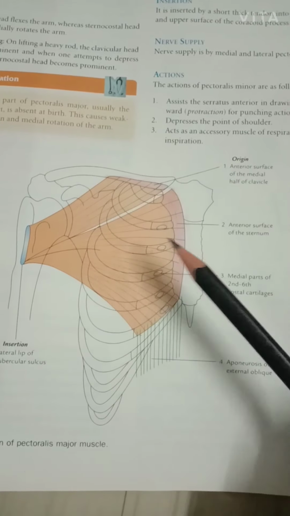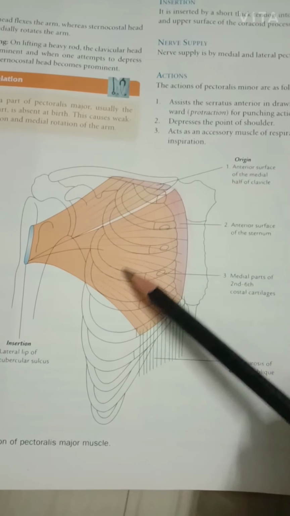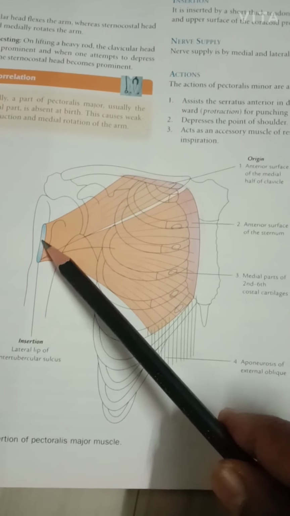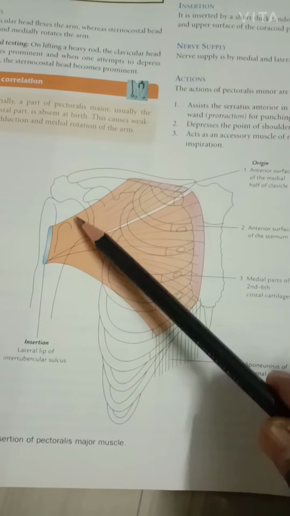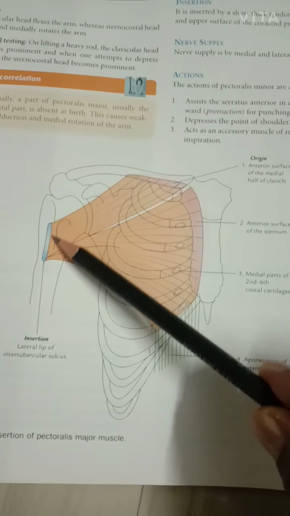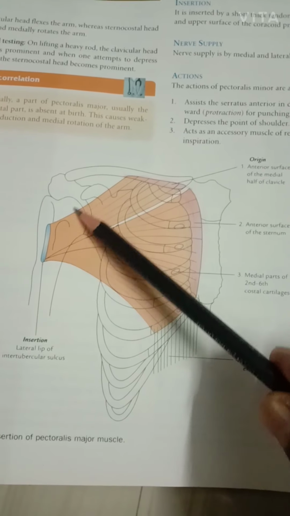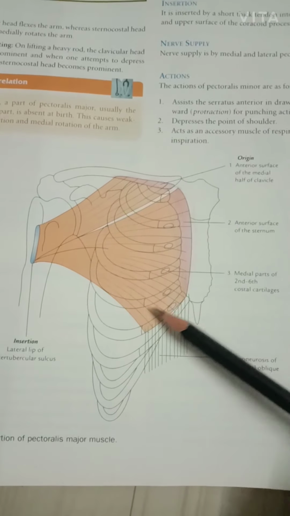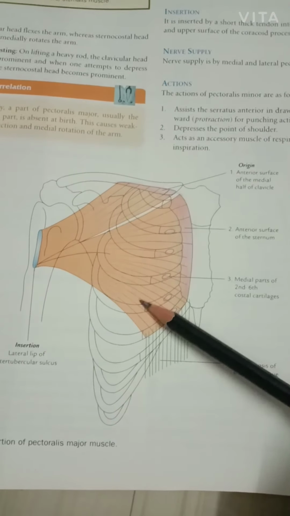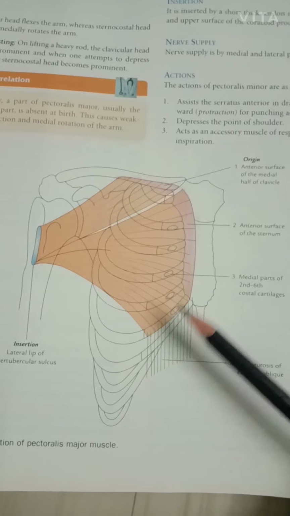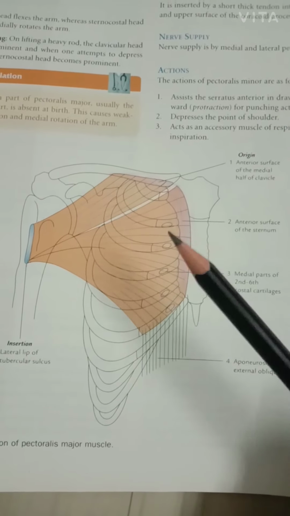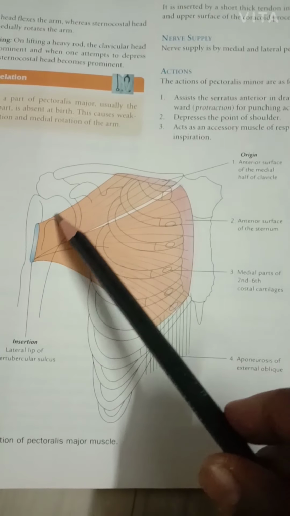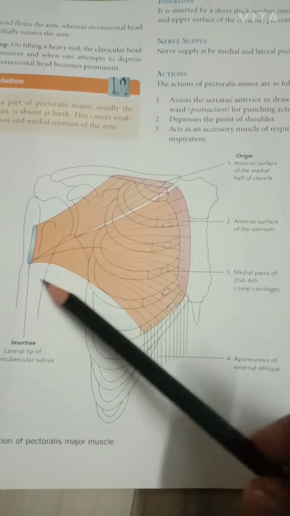Then the insertion. It forms a bilaminar tendon and is inserted into the lateral lip of the bicipital groove. Here is the lateral lip of the bicipital groove. The nerve supply of the pectoralis major muscle is the medial and lateral pectoral nerves. The action of this muscle is adduction and medial rotation of the shoulder or arm.